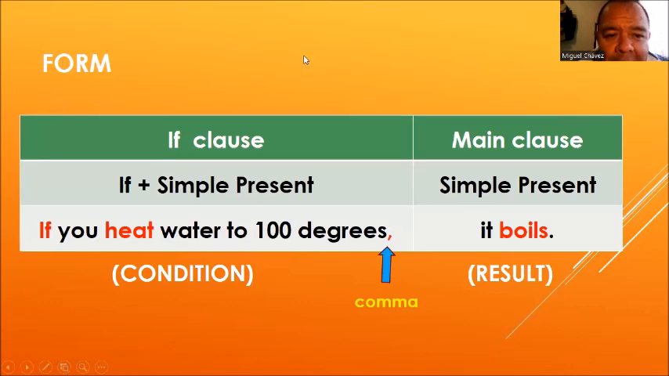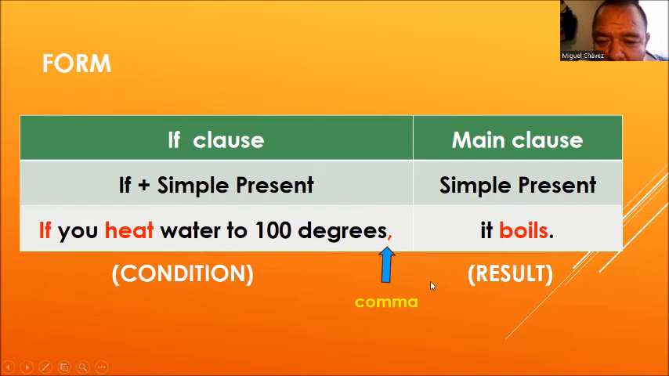The structure for the zero conditional is formed by two clauses. The first one is the if clause, and the second one is the main clause. In the if clause, we are going to establish a condition that is going to give us a result that is built by the main clause. In the if clause, we are going to use the simple present, and in the main clause, we are going to use the simple present tense. That's why this is called the zero conditional.